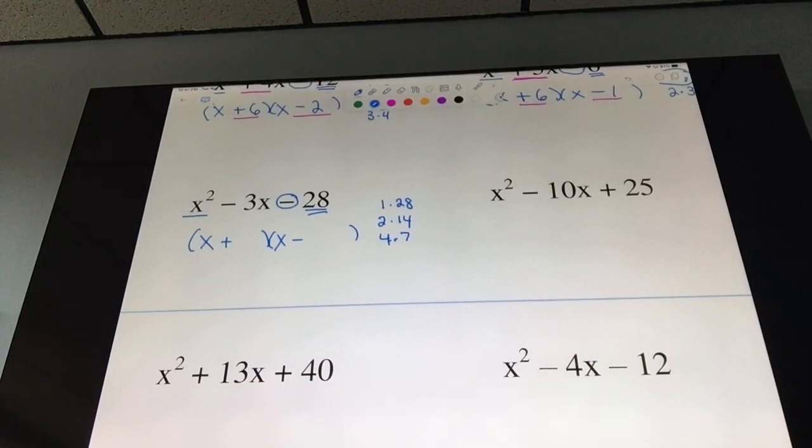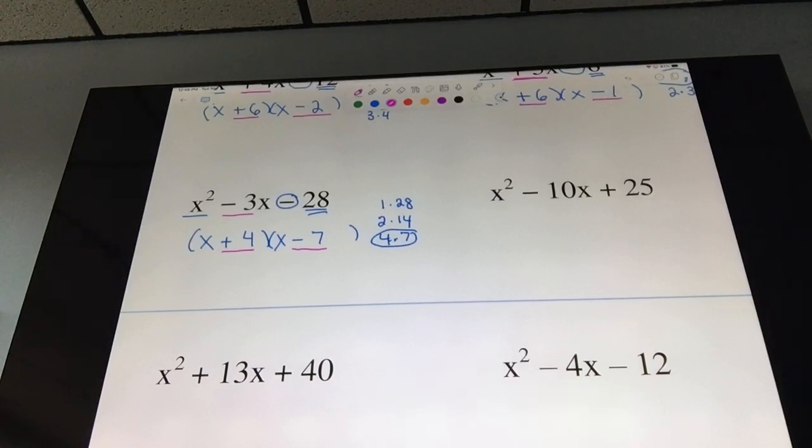So which pair of numbers? 4 and 7. And I want to get -3. So which number goes with the plus? The 4. So the bigger number goes with the minus. So if I want to get a minus, the bigger number goes with the minus. +4 and -7 give me -3.